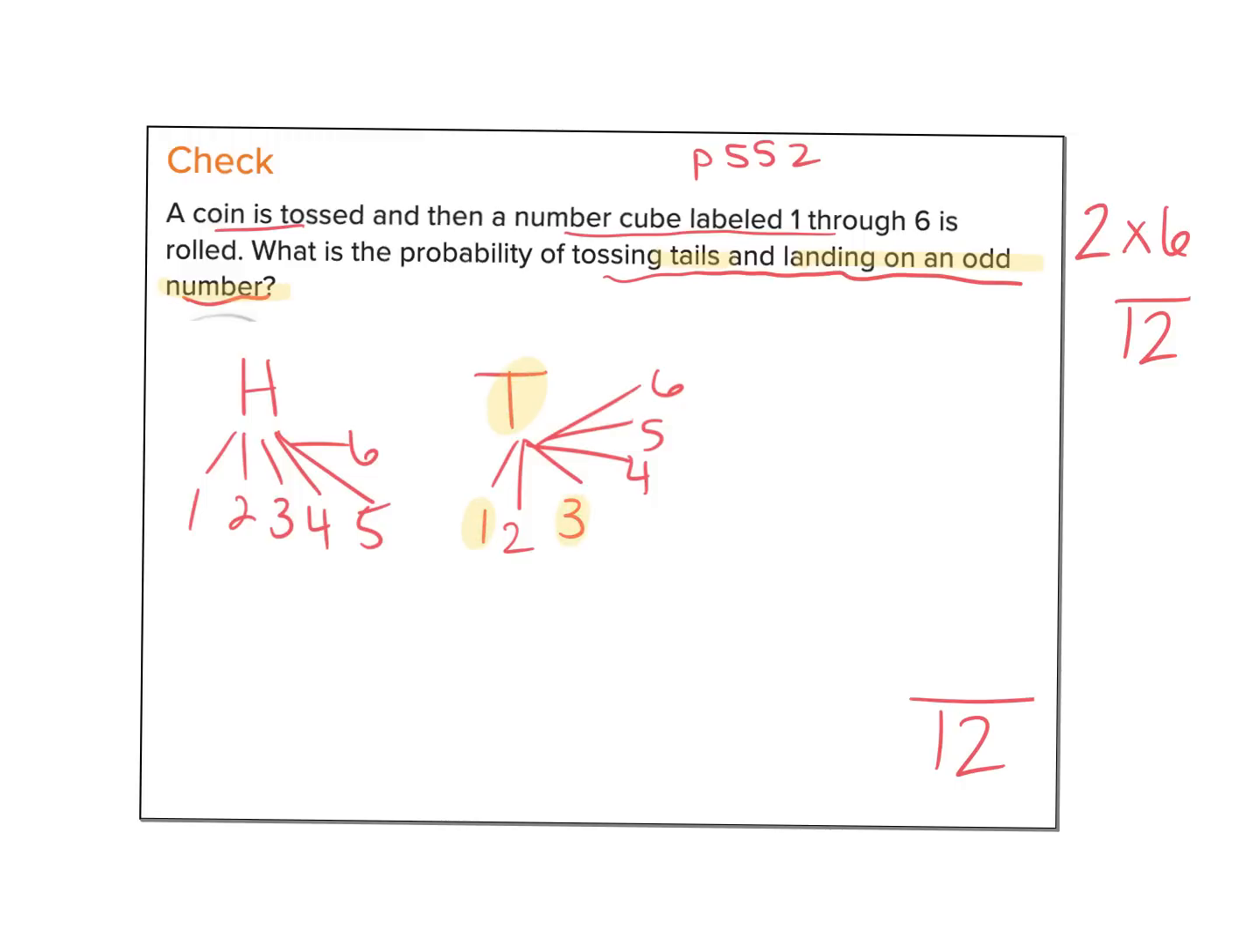Tails in 1, tails in 3, or tails in 5. So there are 3 different things I could get. So 3 out of 12 is my theoretical probability. If I simplify that, I can divide by 3. I end up with 1/4.